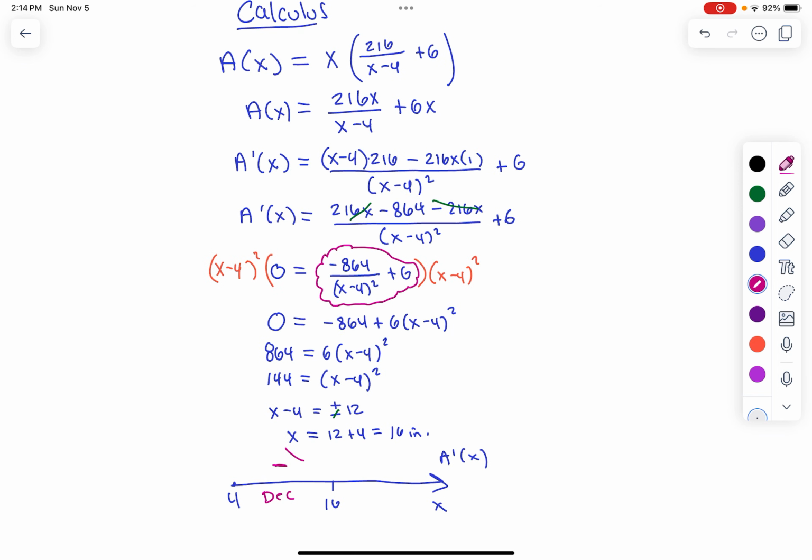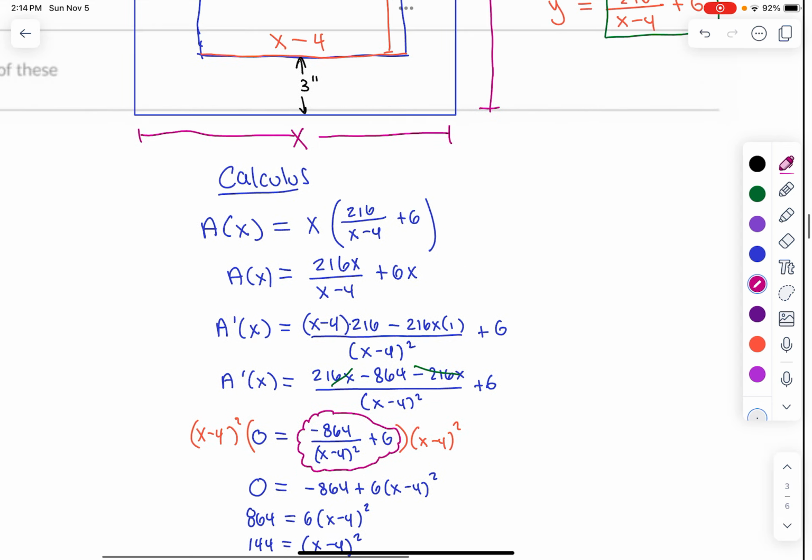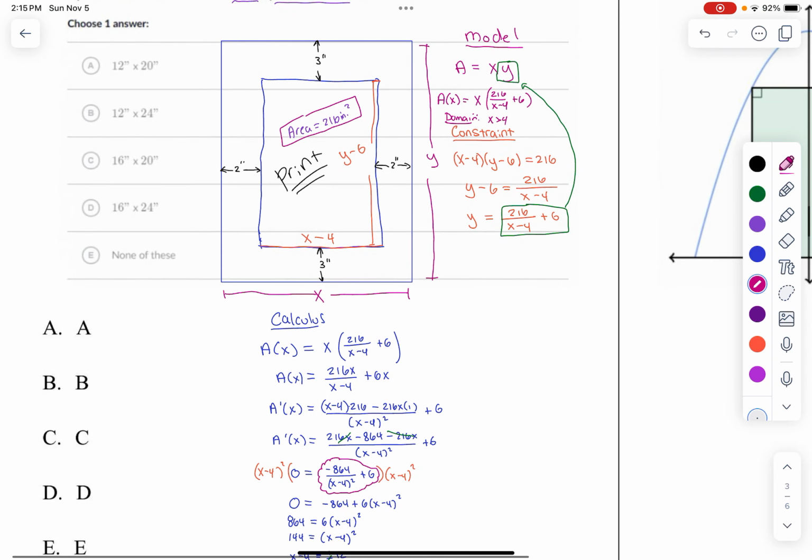And then if you plugged in 20, 20 minus 4 is 16, 16 squared is like 256. 864 divided by that is less than 6. So when you add 6, you're going to get a positive. So I have positive, and my function's increasing, so I have a min. Perfect. And so I know one of my dimensions. Remember, x is still the width here in my wallboard, but it wants the dimensions. If it's multiple choice, notice at this point you can cross those off.